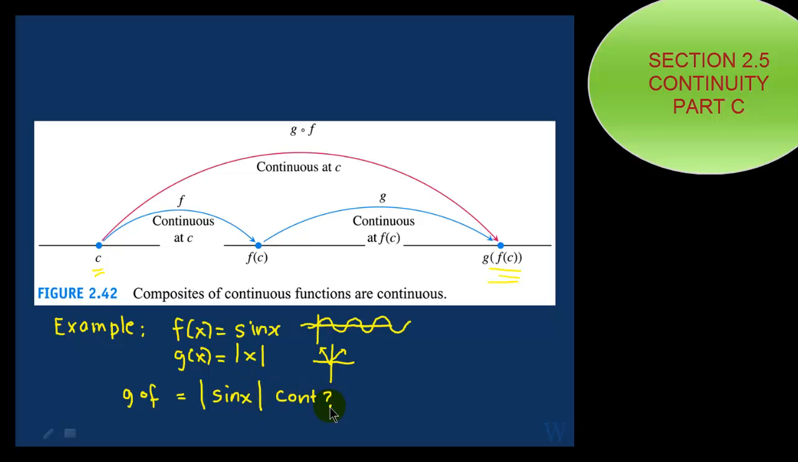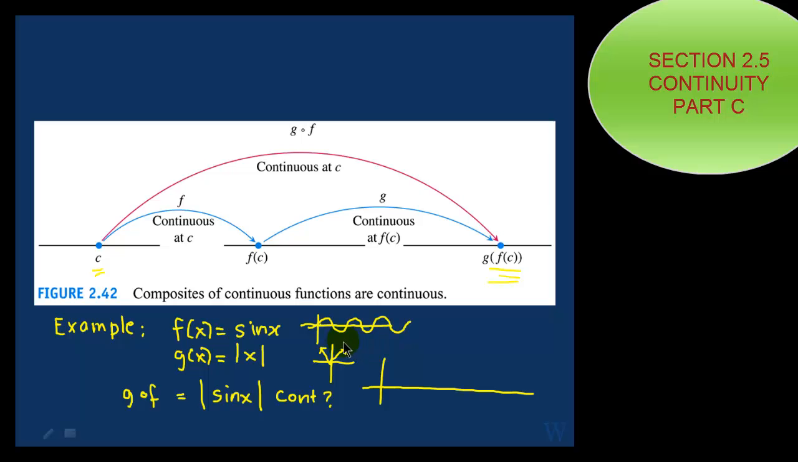Question, is that continuous? Well, based on this diagram that I have here, if I have a composition of two continuous functions, then the composition is also continuous. Even if I don't have to graph that, I know that the absolute value of sine of x is continuous. Well, I could graph it.